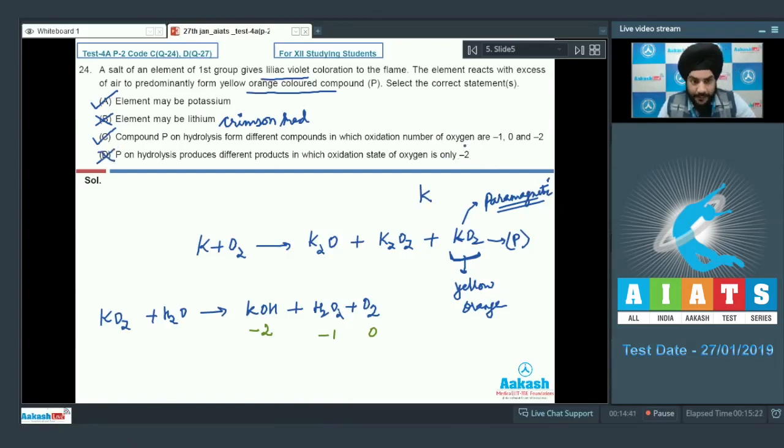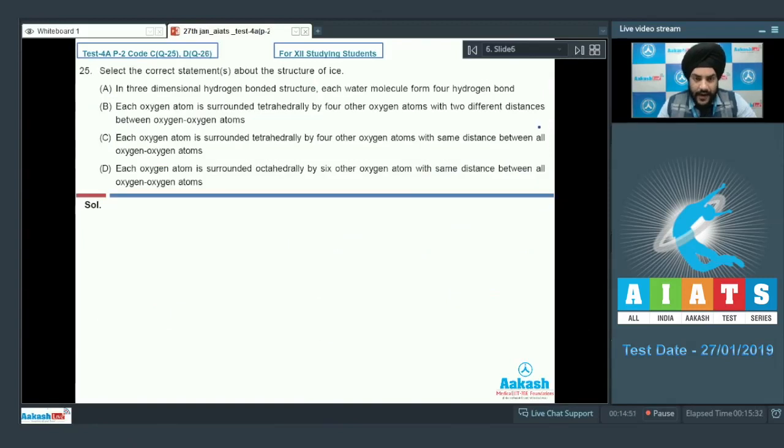Students, for question number 24, we have to select option A and option C as the correct answer. Let us look at question number 25 now. In question number 25, the examiner has asked us to select the correct statement about the structure of ice.